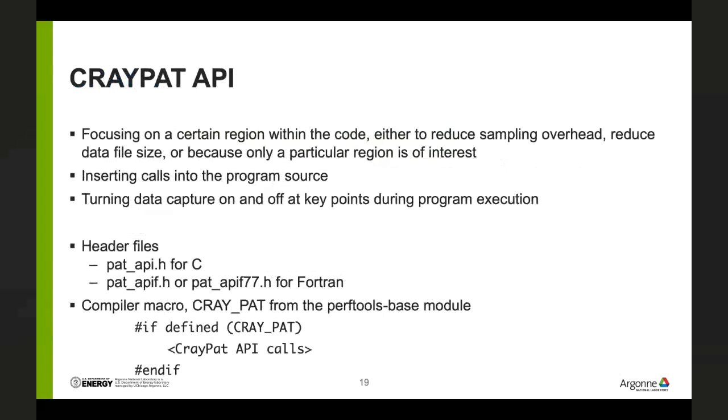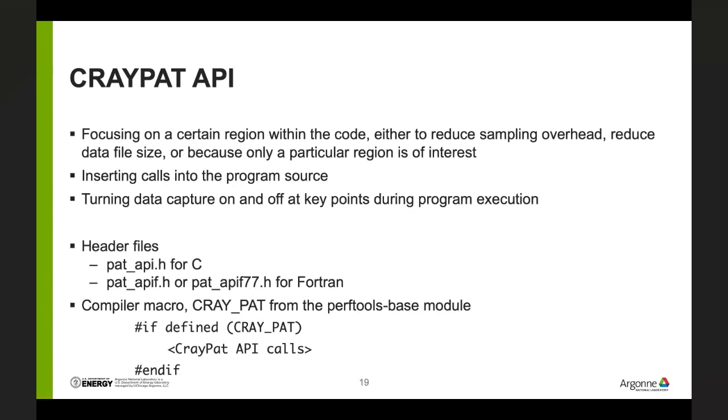And the CrayPat API. This is very important because many of you are working on legacy code. Probably your application is older than your career years. So in that case, you don't need to profile the entire application. Instead, you may want to just look into some specific portion of your code. The CrayPat API is really useful for this.